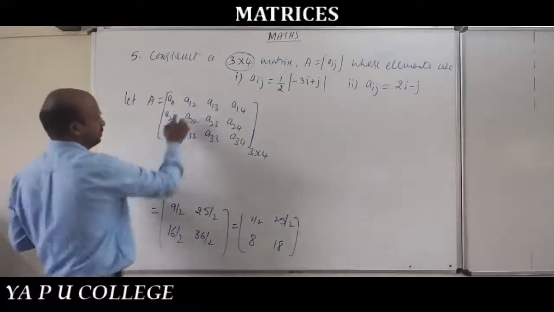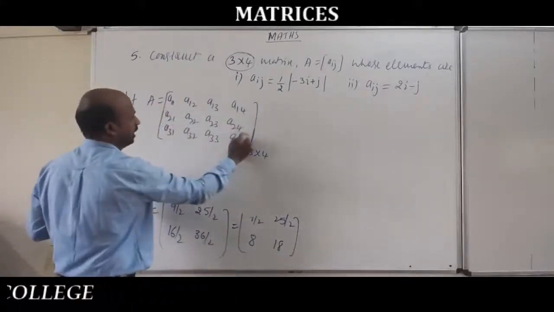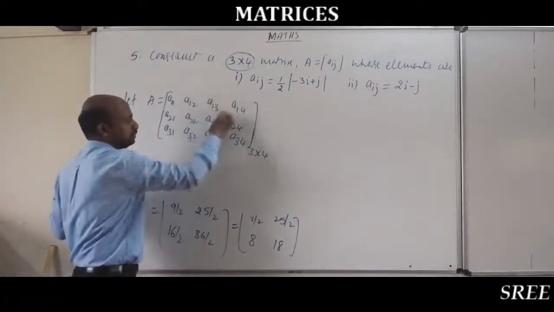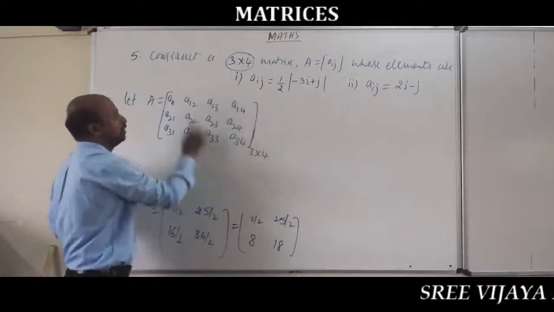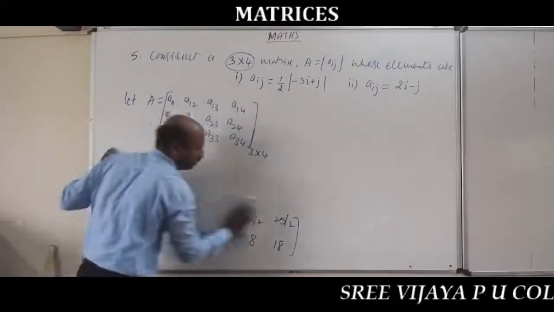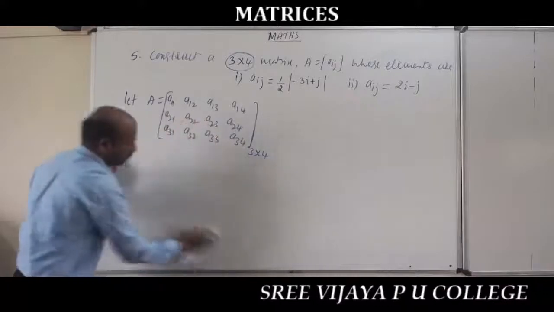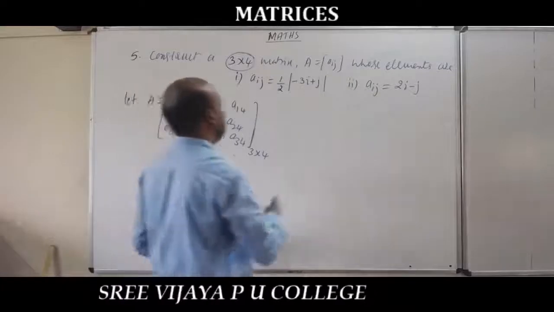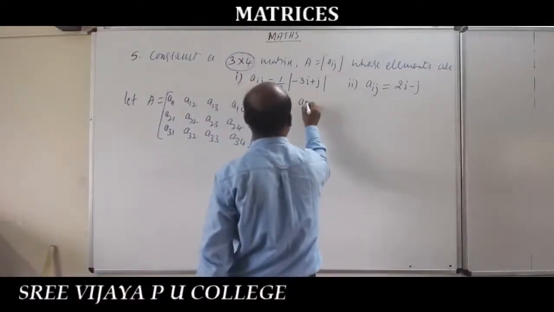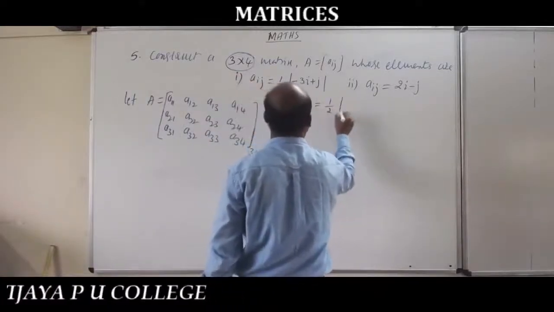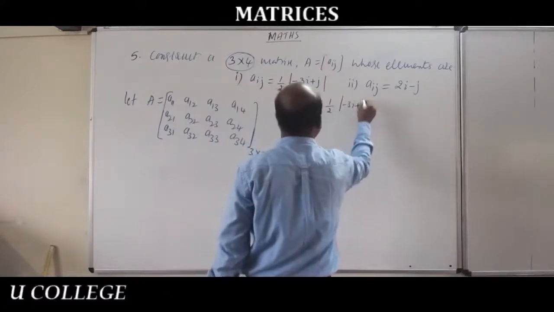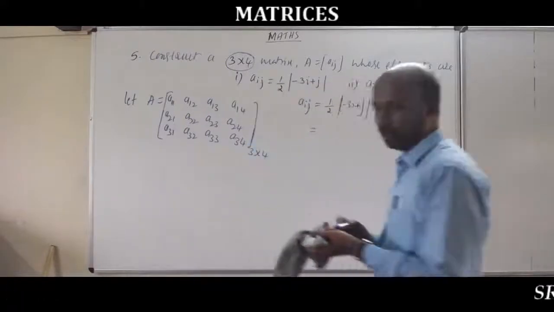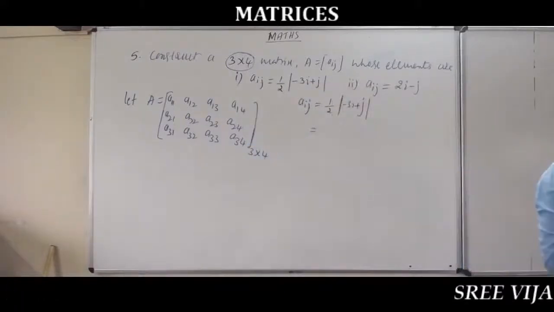Number of rows: first row, second row, third row. Columns: first column, second column, third column, fourth column. First row, first element, second element, third element, fourth element. So this is Aij. Aij is equal to 1 by 2 modulus of minus 3i plus j. The modulus sign is obviously positive, finally.